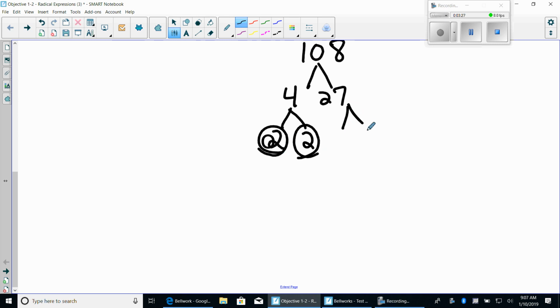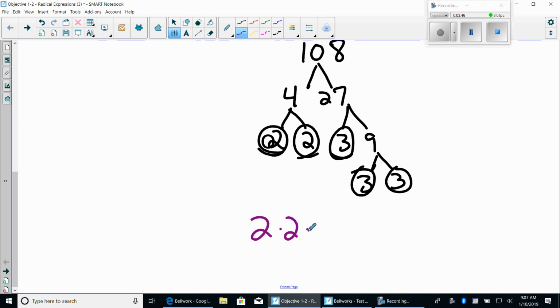Okay, 27 can break down into 3 and 9. So tell me about 3. It's done. And 9 can break down into 3 and 3. So if I wanted to write the prime factorization of 108, I would write 2 times 2 times 3 times 3 times 3. Okay? And here's the big thing, because we're going to check ourselves and make sure we're right.